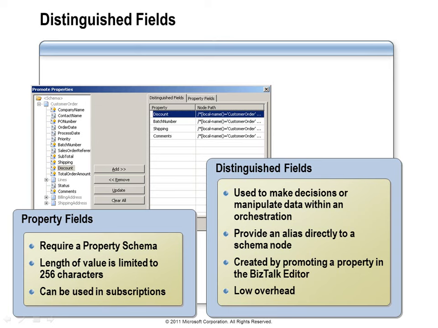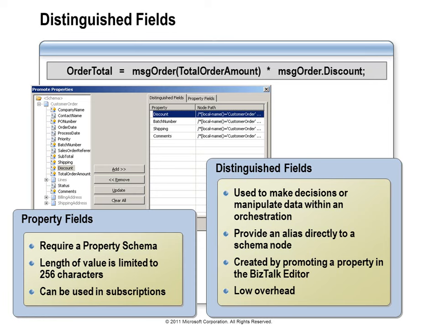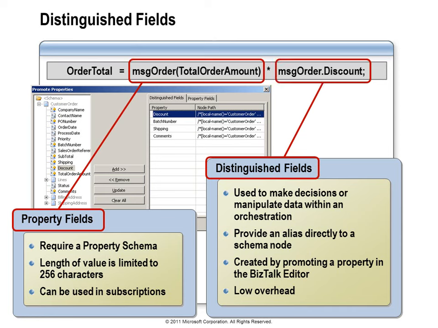One of the big advantages of distinguished fields is they do not have the length limitation that property fields do. Property fields are limited to 255 characters, and that length limit is imposed by the messaging engine because it needs to do string compares to match messages with subscribers. So distinguished fields have no limit, it's just limited by system resources. So here's an expression that makes use of a property field and a distinguished field. This expression accesses the total order amount property field from the order message, and then it accesses the discount distinguished field from the order message, and it multiplies those two together and assigns that value to an order total variable that belongs to the orchestration.